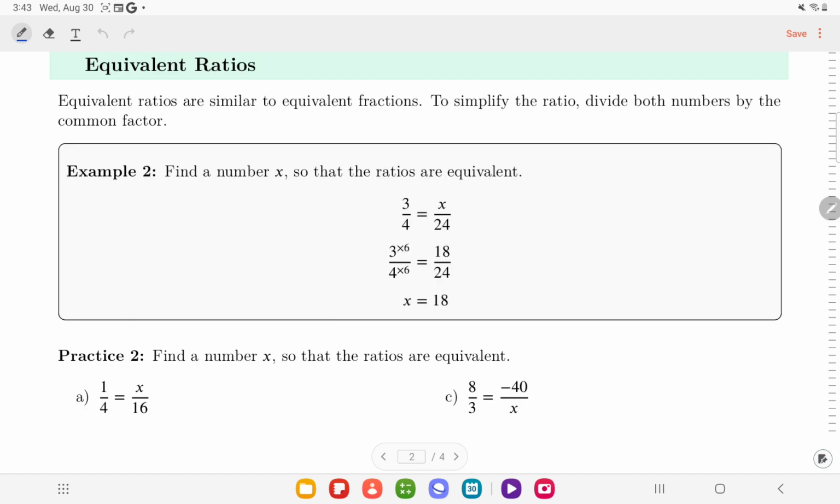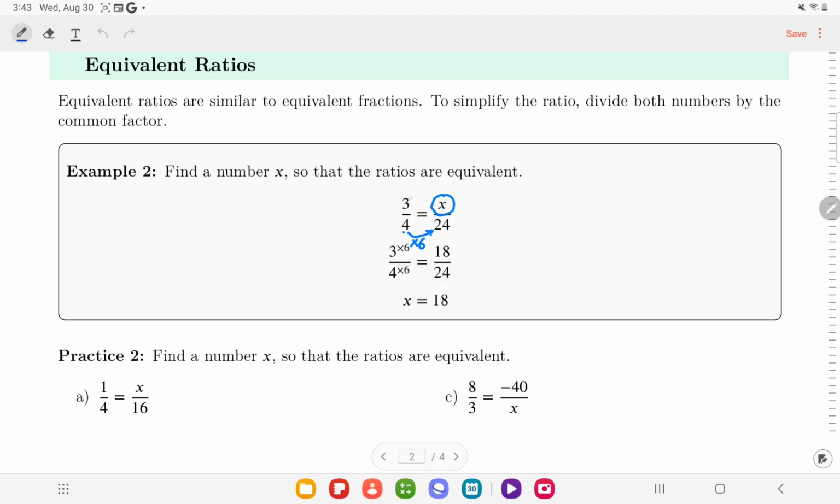Equivalent ratios are similar to equivalent fractions. Remember that to simplify a fraction, we simply reduce the numerator and denominator by the same factor. To find x in example 2, we have to figure out by what number we multiply 4 to get 24. We know that 4 times 6 is 24.